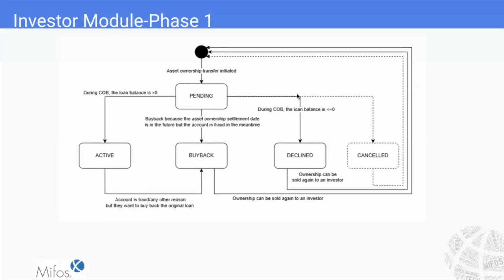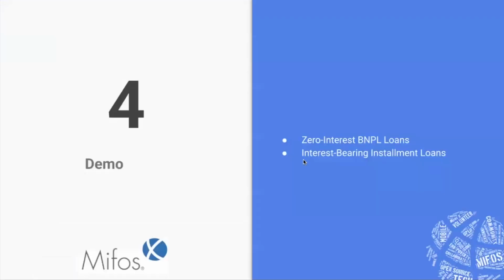During the COB there is a chance of the transfer being cancelled. Let's say the loan got paid on the same day, then the transfer will be cancelled, or it can be declined by the owner itself. So these are the features we have done as part of the Buy Now Pay Later Pepper Soup project.